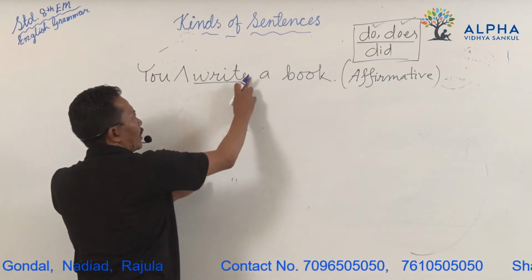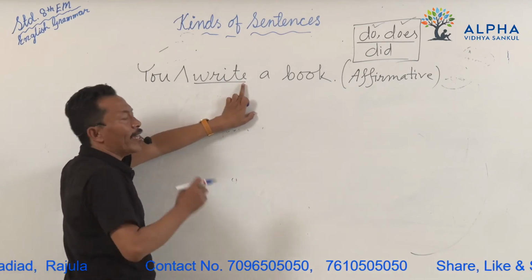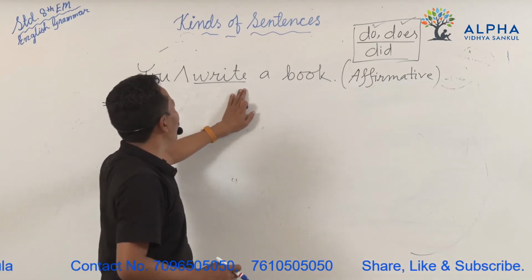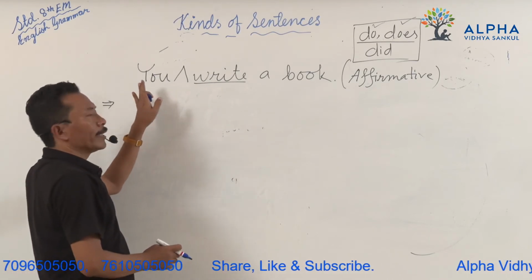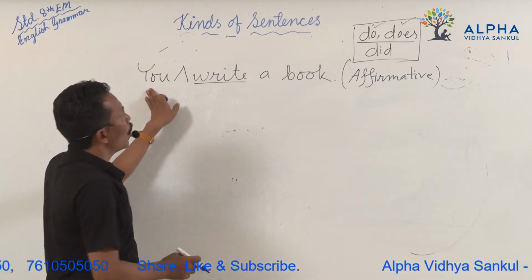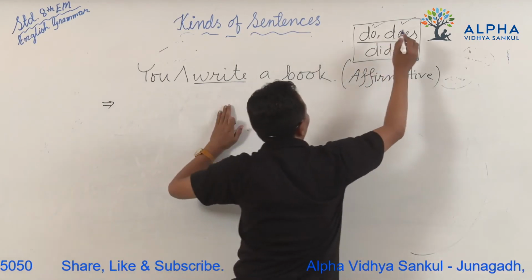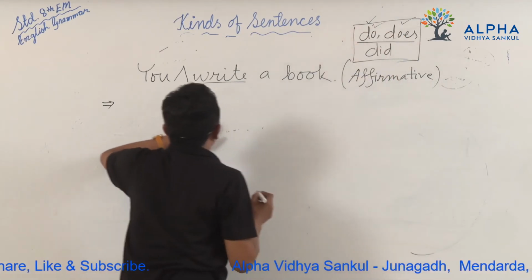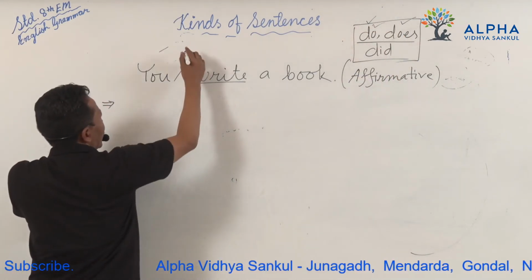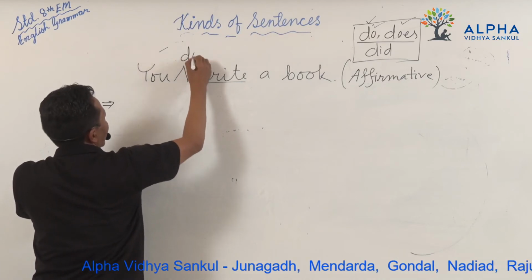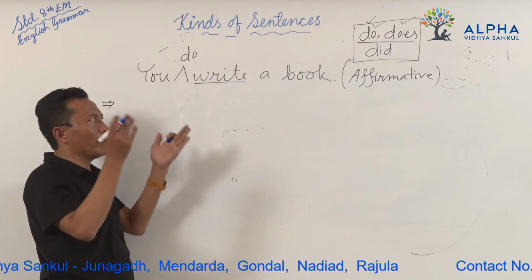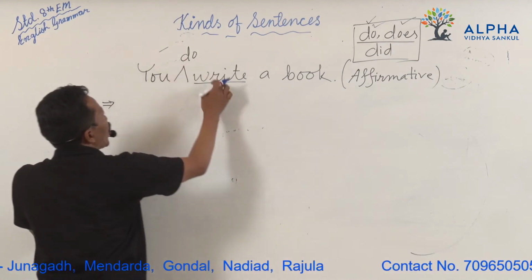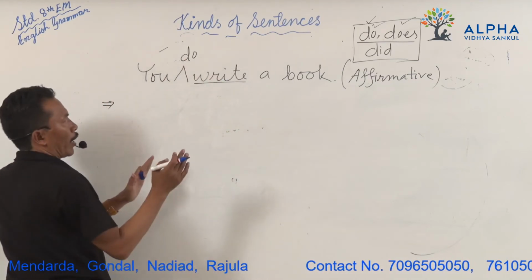Here there is no s. If s is found here, then you have to understand this is the third person singular number. No, this is what? Second person. So here we have to use do, and you have to think that do is here. You need not write it here. You have to make up your mind. You have to think: you do write a book, the same way.